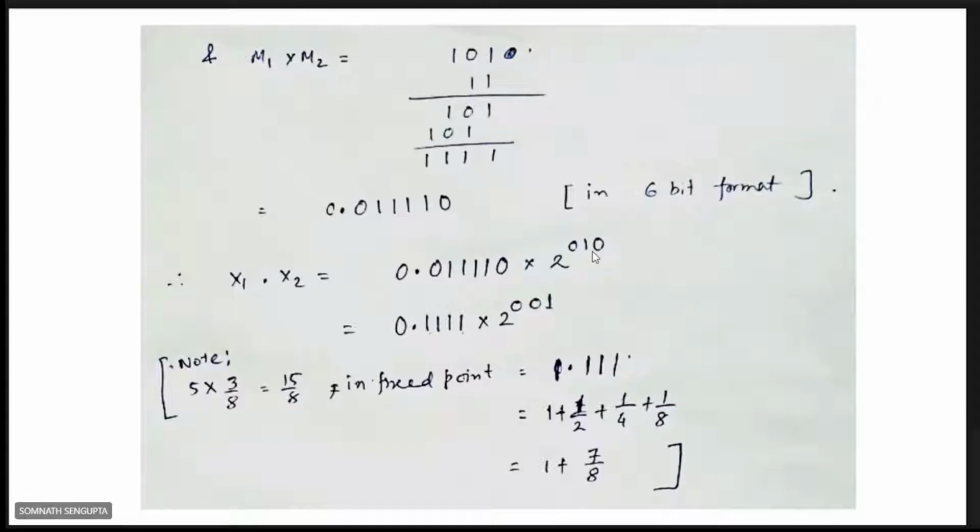Now you can shift the binary point by changing the exponent. If you want to shift the binary point right, then reduce the exponent by 1. So 010 now becomes 001. Okay, so this way it is done.